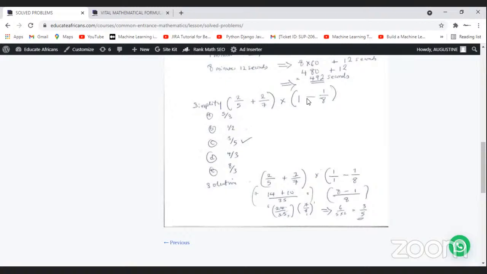Have you written the expression down? I'm almost done, sir. Okay. So the only thing you change here is that instead of 1, you're going to have 1 over 2. That is half. So simplify it and get me the answer.